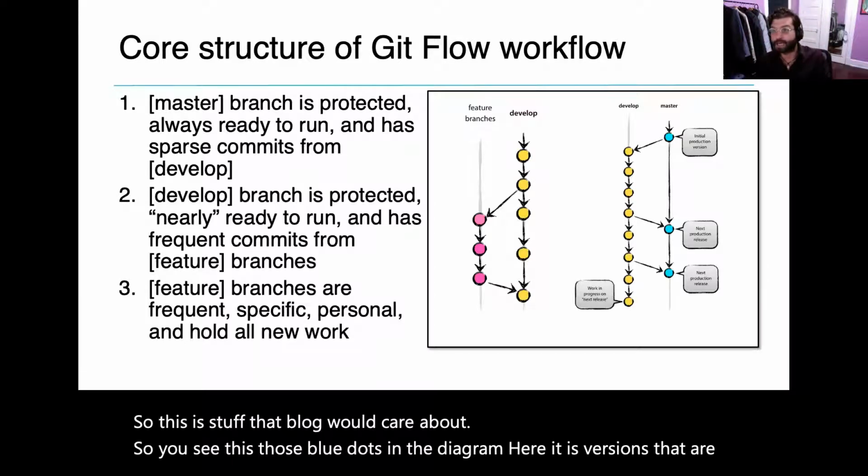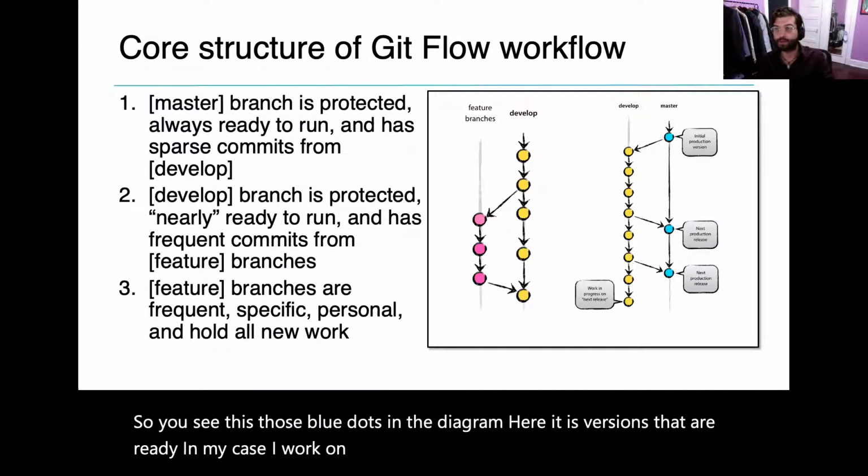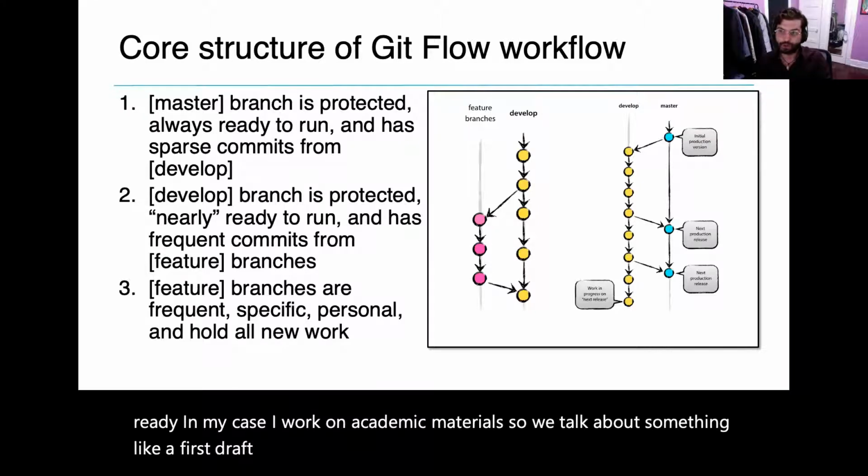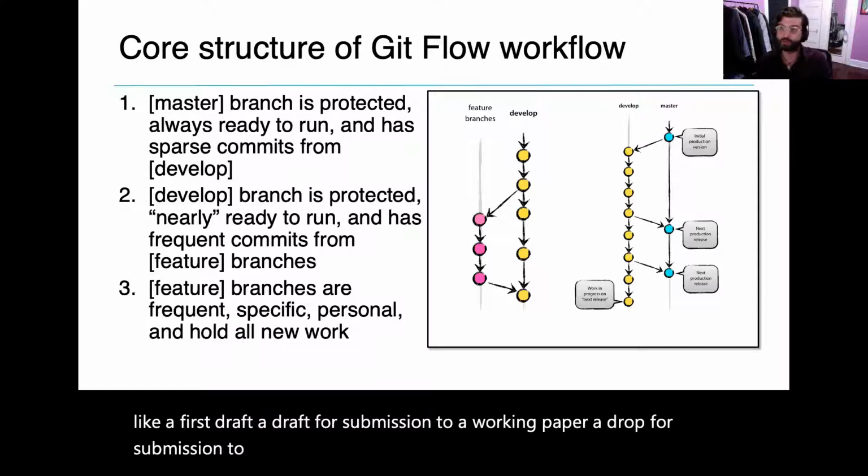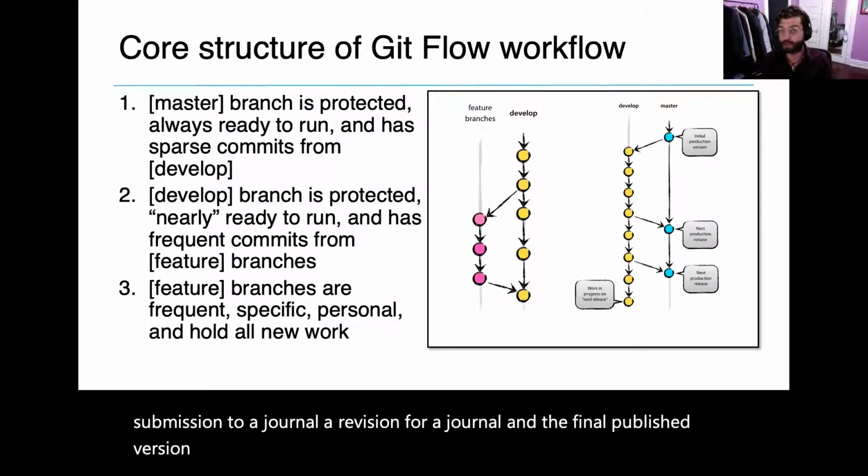So you see it's those blue dots in the diagram here. It is versions that are ready. In my case, I work on academic materials. So we talk about something like a first draft, a draft for submission to a working paper, a draft for submission to a journal, a revision for a journal, and the final published version might be the only commits on master or main in a project of mine.